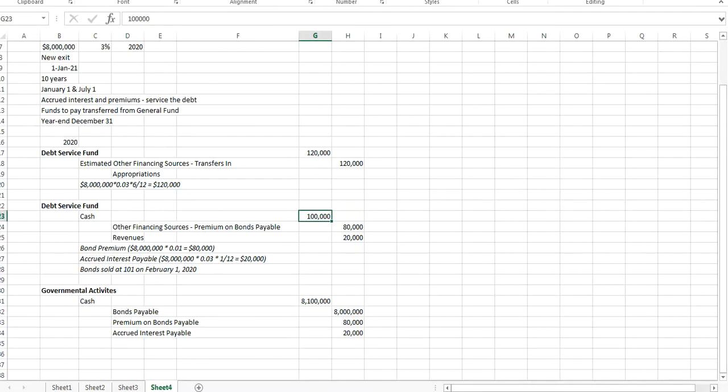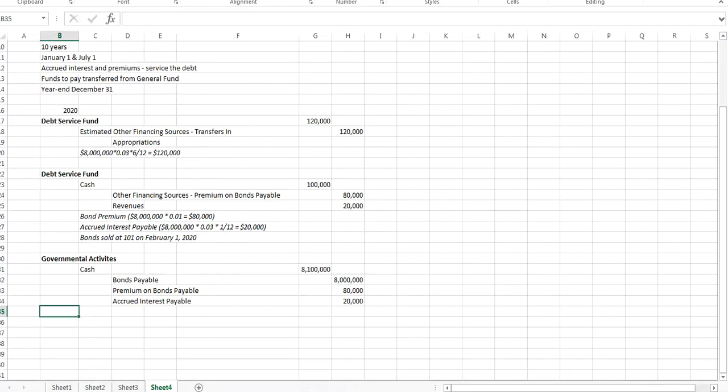Okay, and then that cash goes into, 100,000 of it, this part goes into the debt service fund because remember we're using the premium and the interest to service the debt. I wanted to make sure I said it correctly, to service the debt. Okay, then, so that's that. Then we have to show the journal entry to reflect the transfer of the funds from the general fund to the debt service fund. So we're going to go down here to our debt service fund again.